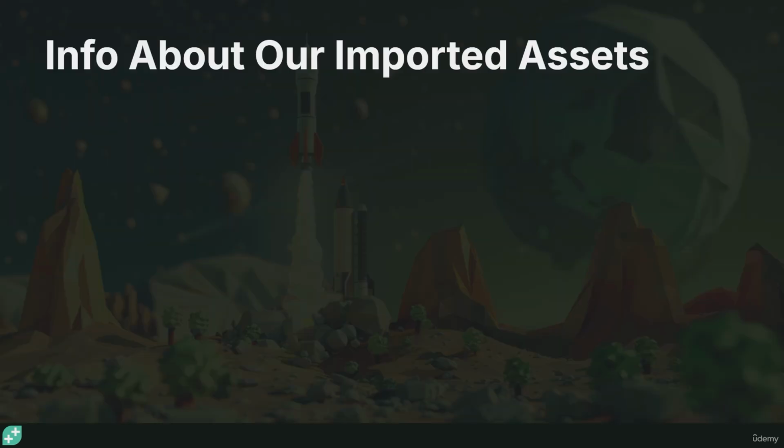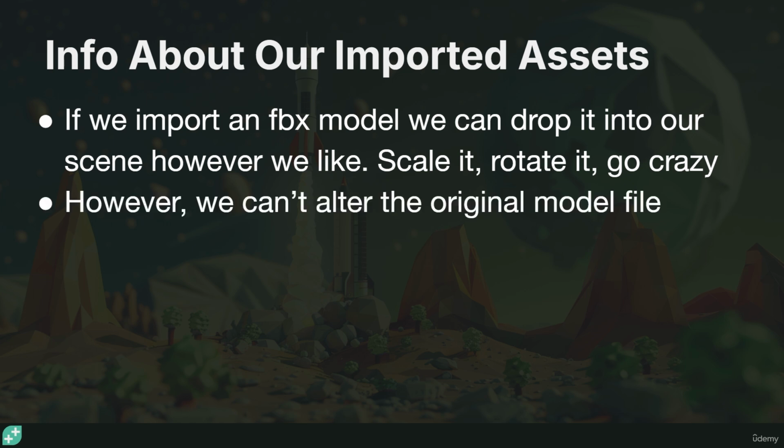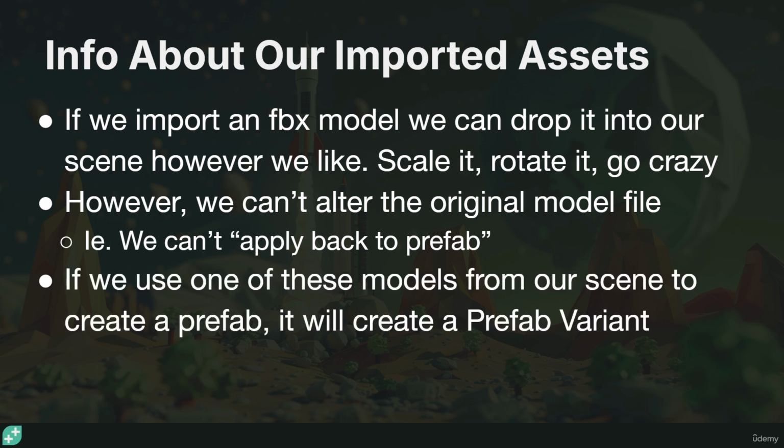I've got some clarifying points quickly about our imported assets that we've brought into our scene. If we import an FBX model, which these are, we can drop them into our scene however we like. We can scale it, rotate it, go crazy. We can drag in as many as we want. We can duplicate, etc. However, we can't alter the original model file. We can't alter the FBX file itself. We can't do what we've been doing with prefabs, where we click the apply back to prefab button, and it goes to the original and then populates to all the copies that we've got in our scene. It doesn't work that way. If we use one of these models from our scenes to create a prefab, what it will do is create a prefab variant.